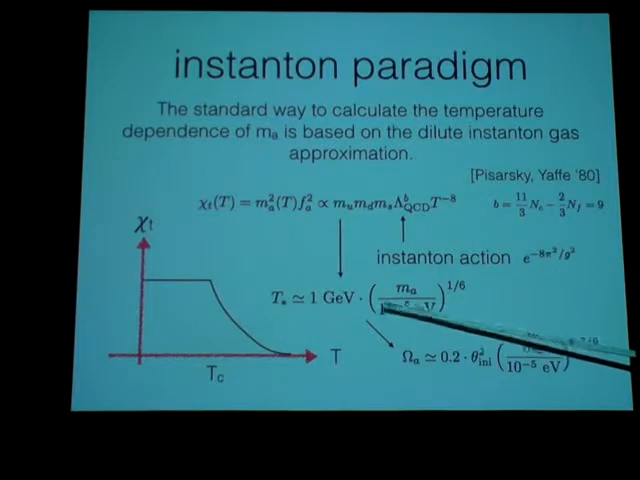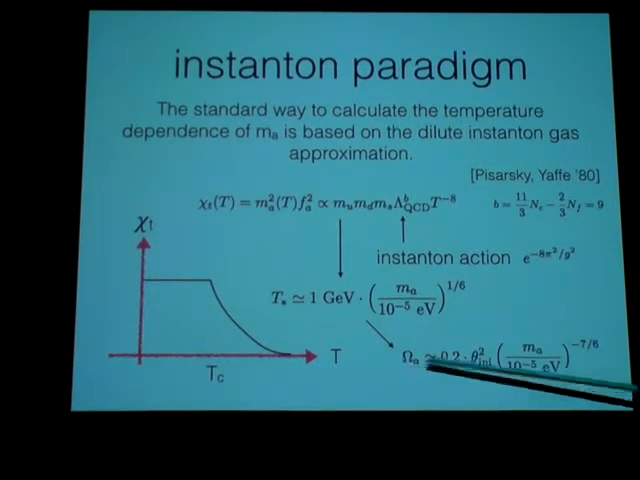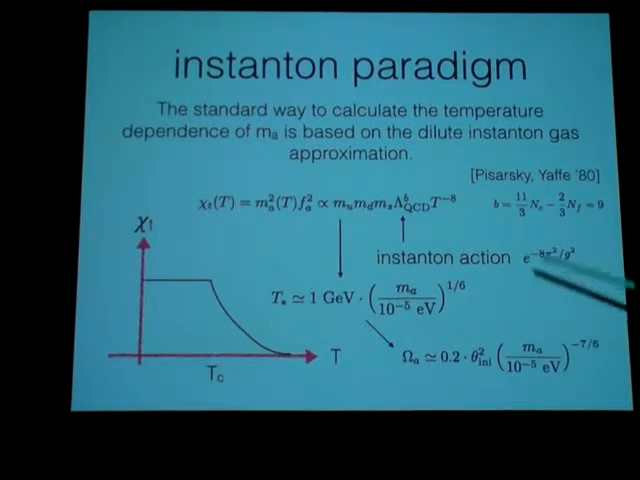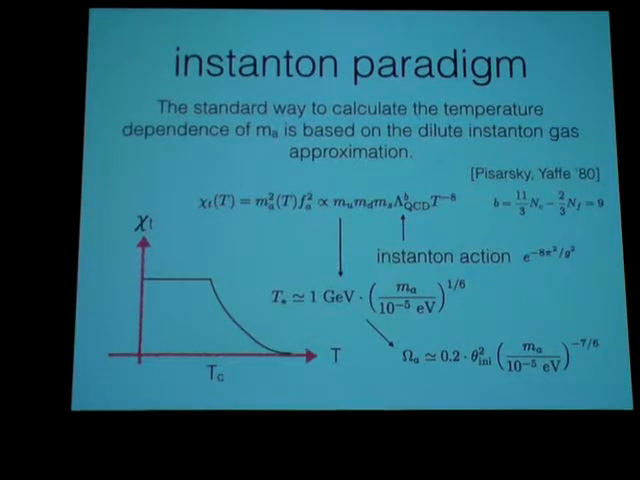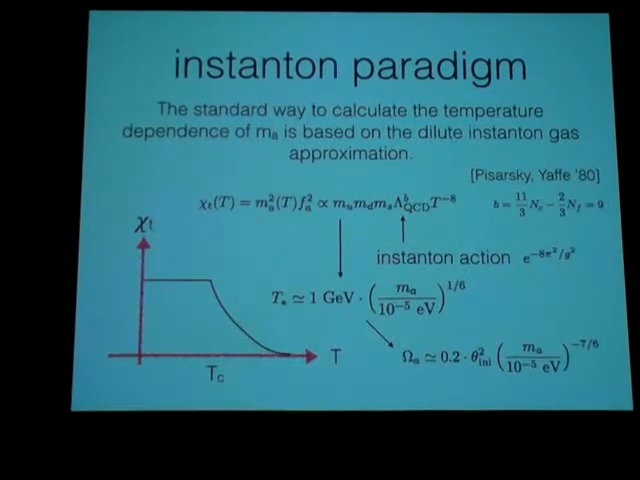if the axion mass is around this, the starting temperature is like 1 GeV, and the axion abundance now can be dark matter when the axion mass is like a micro-electron-volt or 10 micro-electron-volts. This funny power is coming from this T to the minus 8. So this is the standard way to calculate the axion abundance now, back in the 70s or 80s.